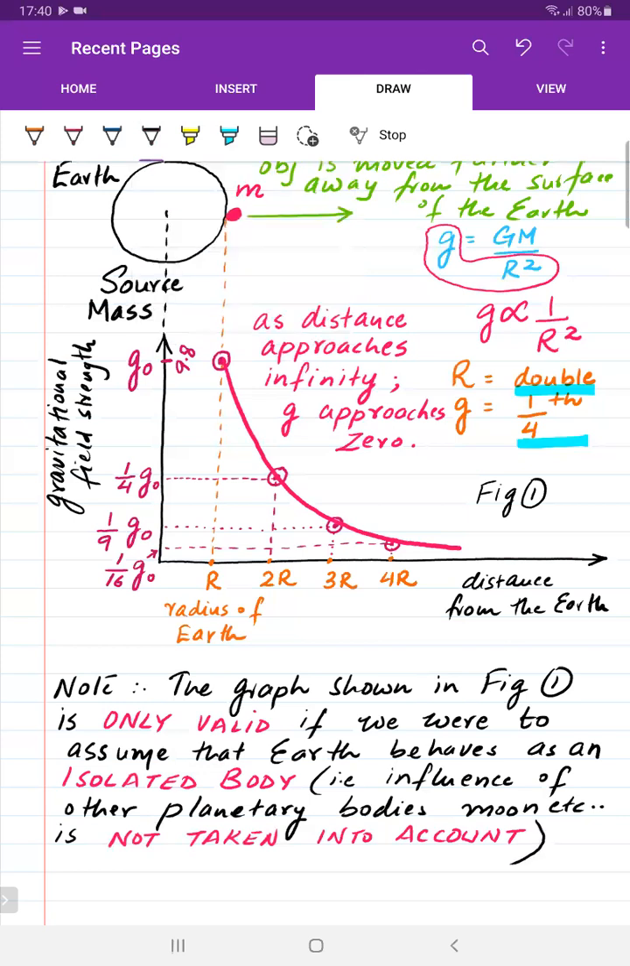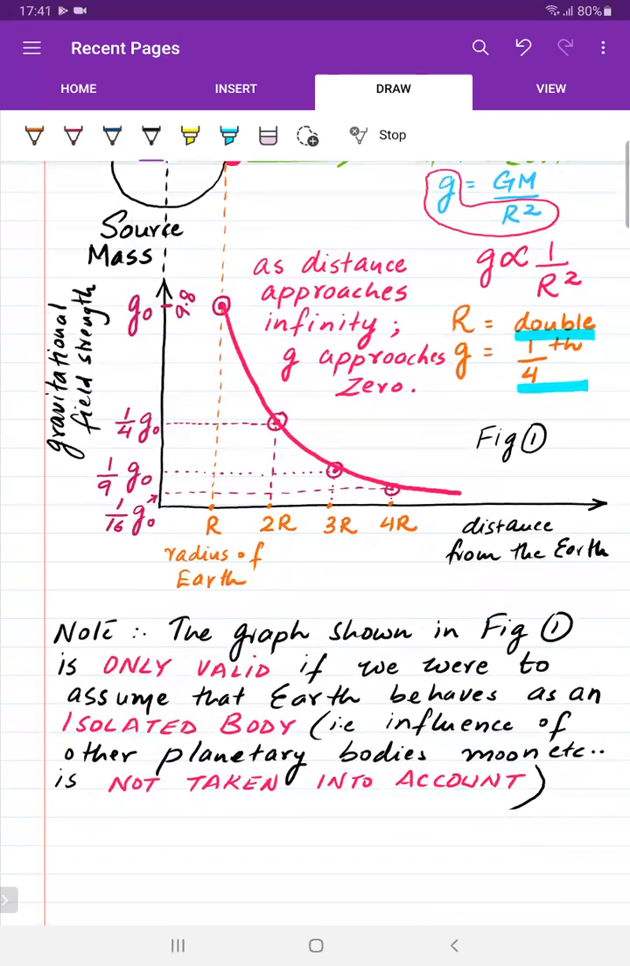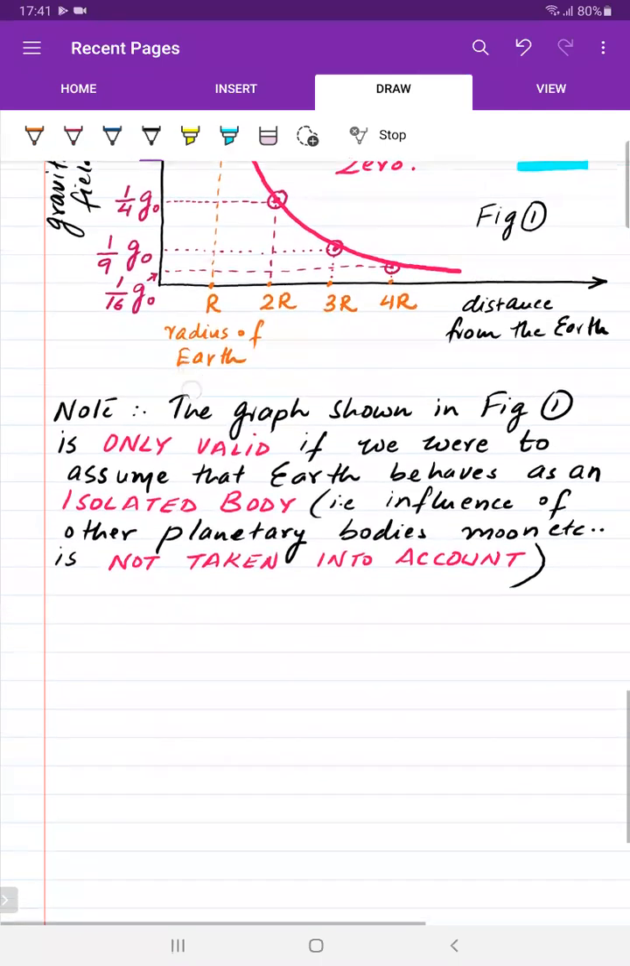ठीक है, so do recognize कि जो ग्राफ हमने बनाया है, that graph holds true so long as we assume that Earth is behaving as an isolated body. So the term Earth behaving as an isolated body basically implies that for the time being, influence of other celestial bodies or influence of other planetary bodies, moon and so on and so forth, for the time being is not taken into consideration. Let me continue with the statement.